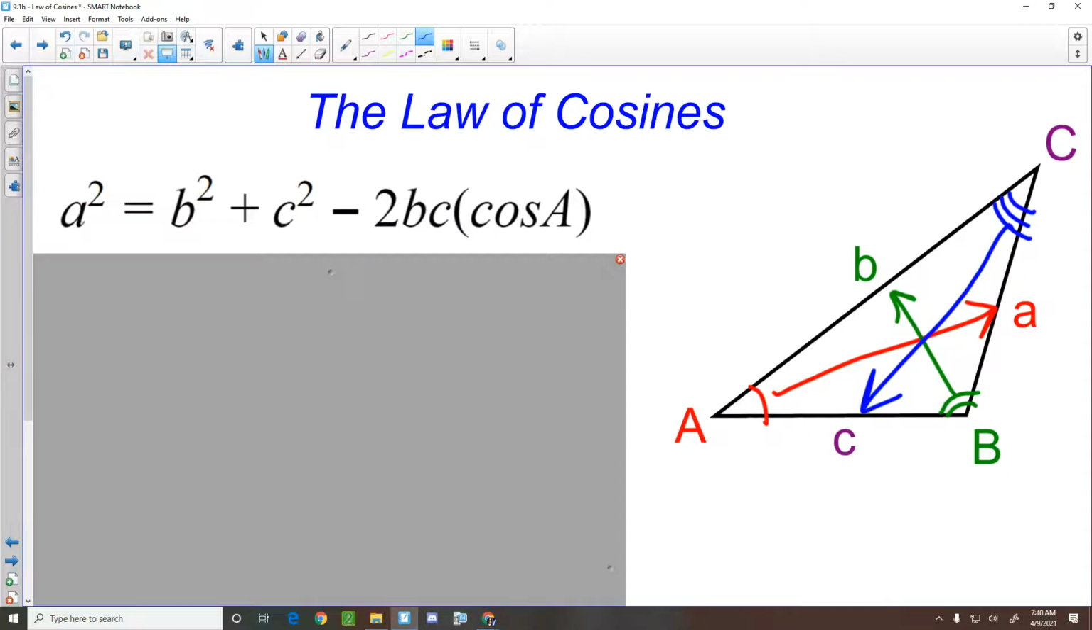A squared equals b squared plus c squared minus 2bc times the cosine of A. That seems like a lot, doesn't it? Holy macaroni. So yes, please write this down. And I am going to show you how to easily recall this, without having to sit there and memorize it, but you'll be able to recreate it.